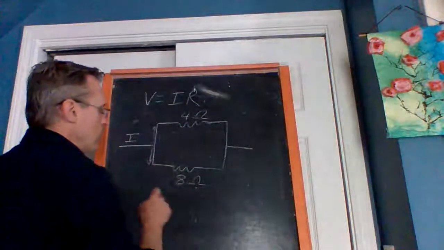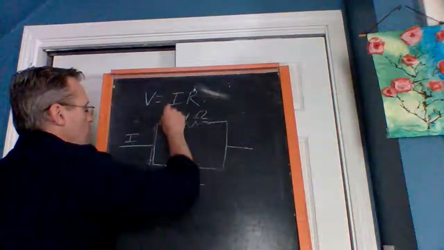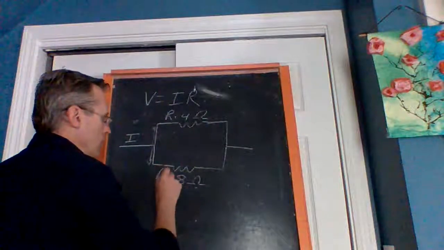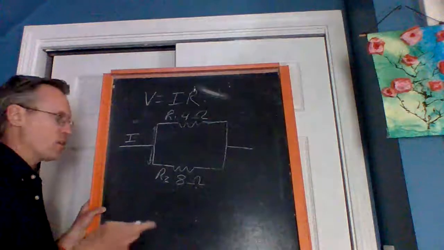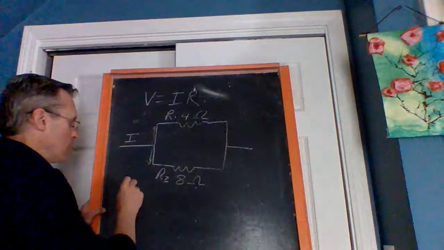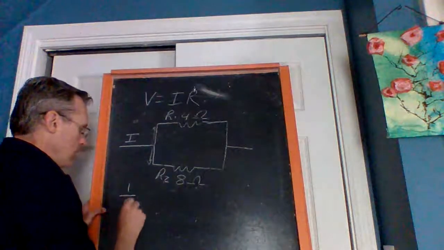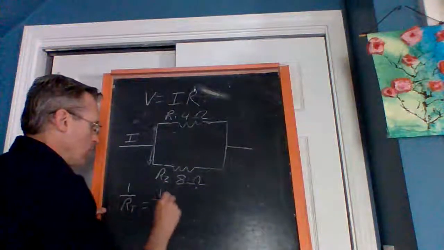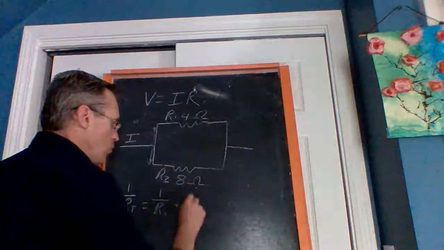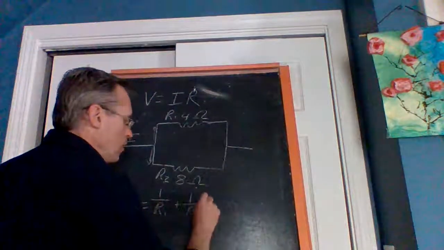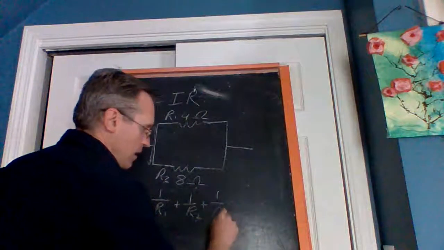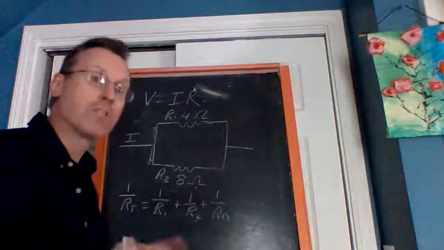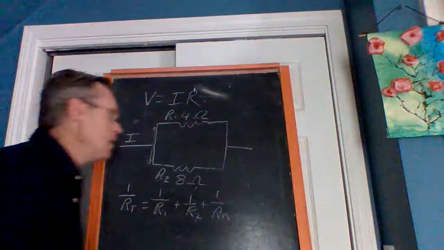So the thing about resistors in parallel, we'll call this R1 and I'll call this R2. Resistors in parallel, the way they add is called a reciprocal relationship, and it looks like this. 1 over the total resistance is 1 over R1 plus 1 over R2, plus if I had a third resistor, 1 over R_n, however many resistors I have hooked up in parallel. So there you have that.